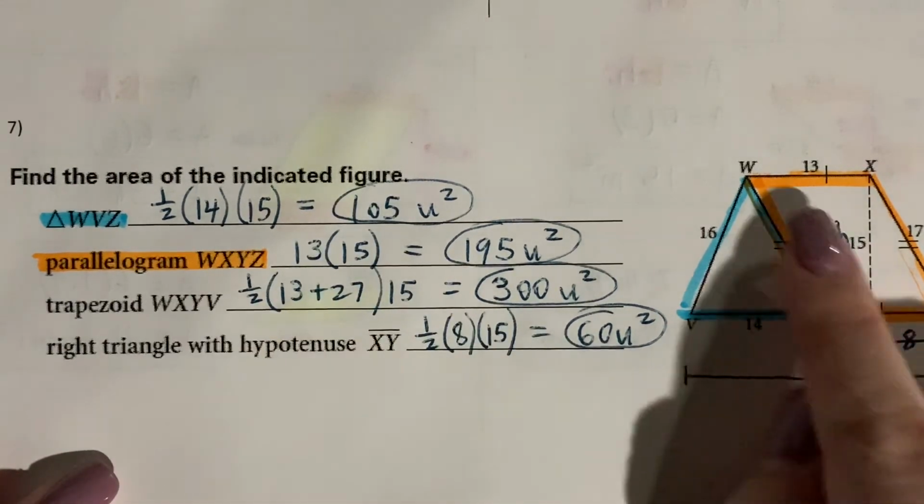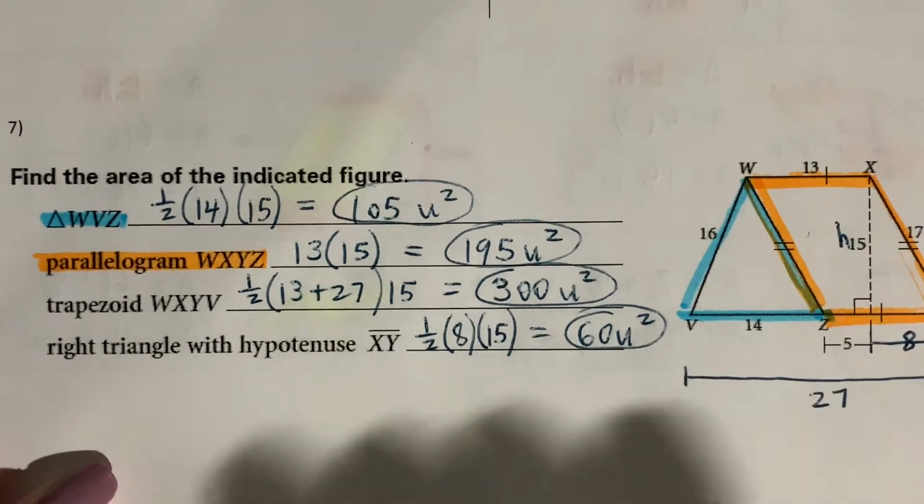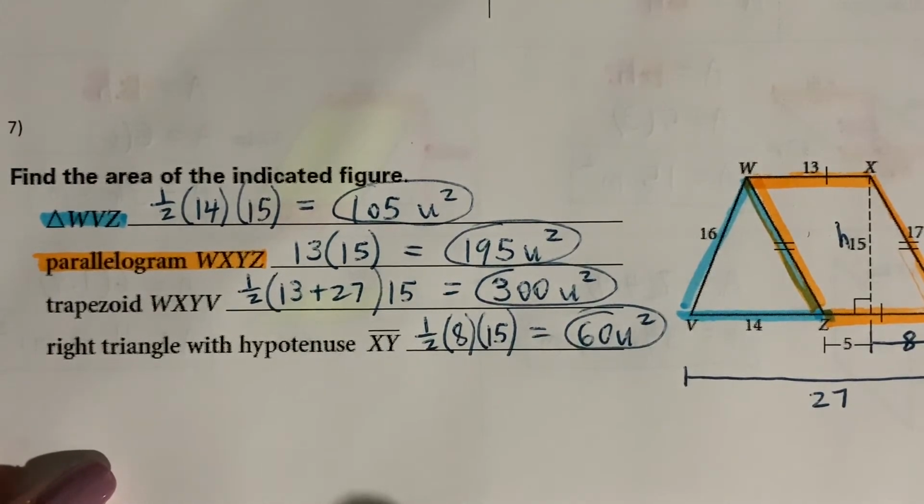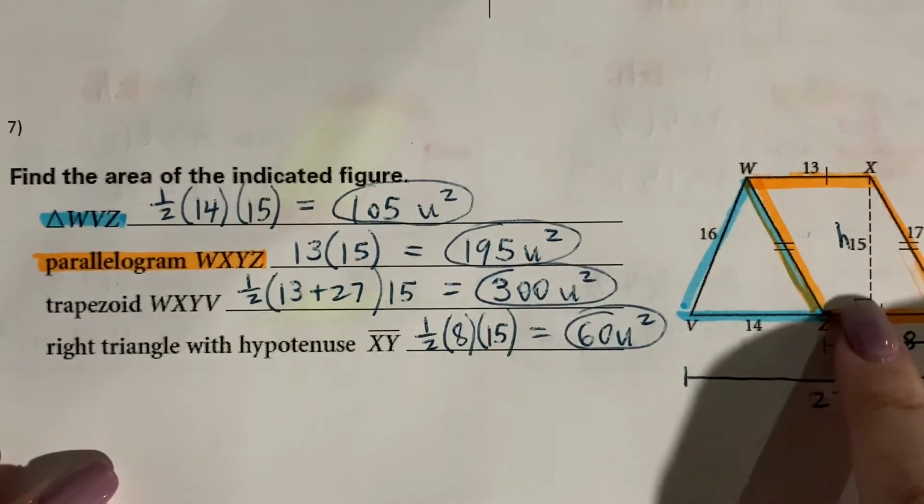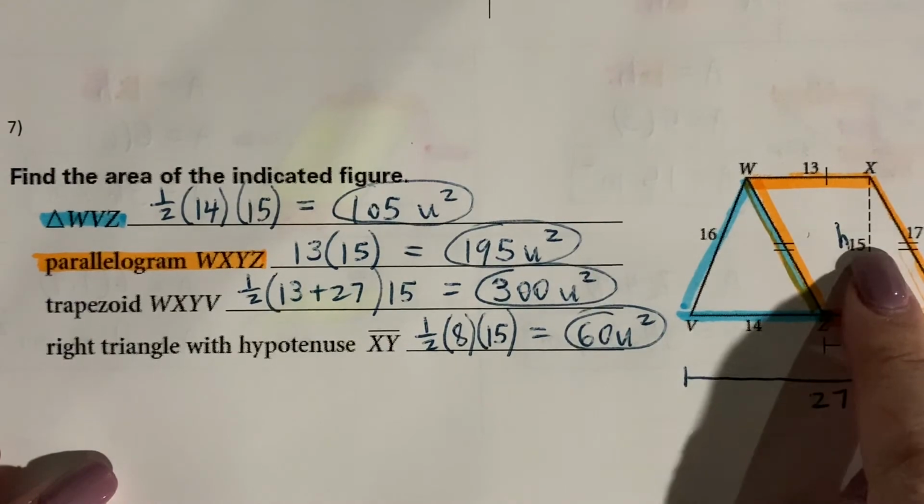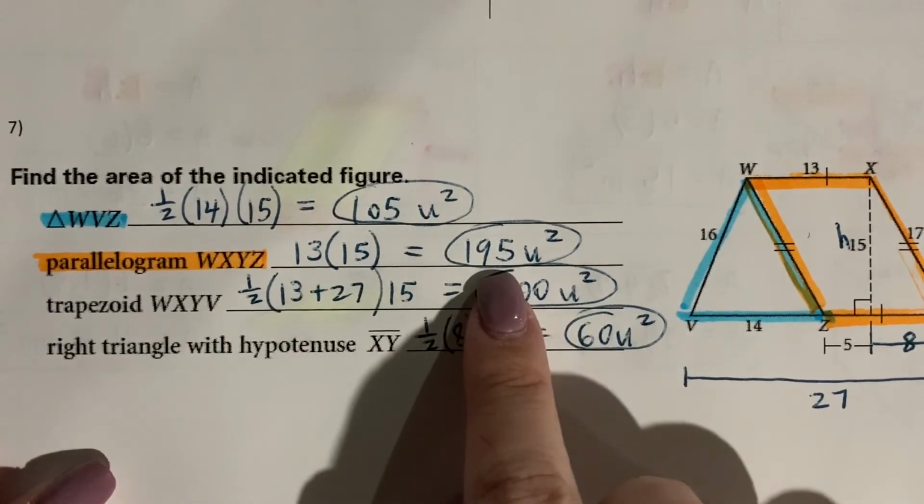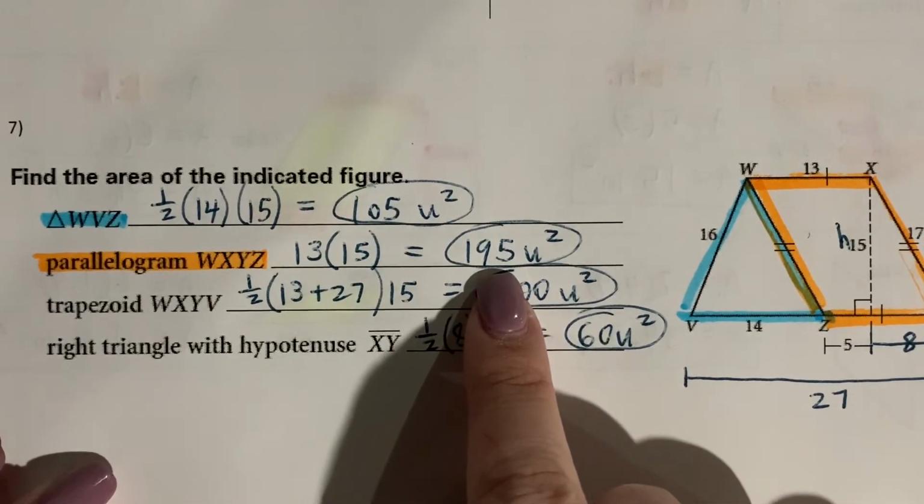For the parallelogram, I highlighted it here in orange, and our area for a parallelogram is base times height, and I actually had both of those. My base here is 13, and my height, which is perpendicular, is 15. So I get 109.95 square units.